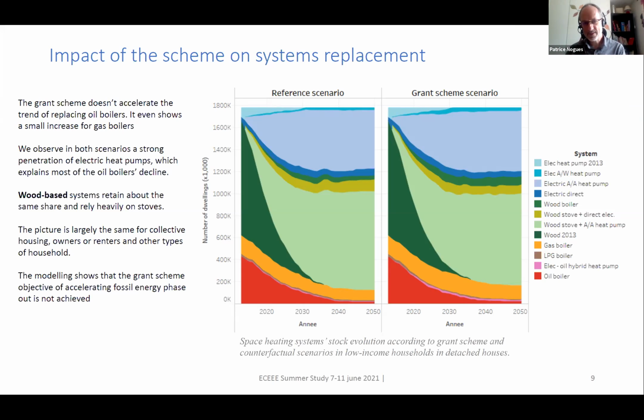We will have a lot of systems based on wood, so the green ones, either wood stoves or wood stoves with air-to-air heat pump, or wood boilers. And the problem is also that you can have a grant to replace your boiler with a gas boiler, an inefficient gas boiler, but still a gas boiler. And so with the grant scheme, you see that you have a bit more gas boilers in orange. And so in terms of climate mitigation, it's not a very good idea, I think.